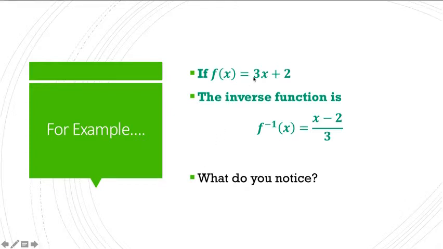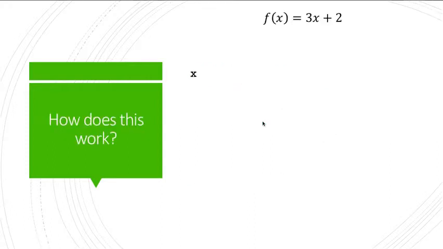A couple things you might notice: there's a plus 2 here and a minus 2 here, so I notice that inverse operation. I see multiplying by 3 and dividing by 3, that's an inverse operation. You also might be wondering what this little -1 is when I have the f here and the f -1 there. We'll talk about that in just a couple minutes.